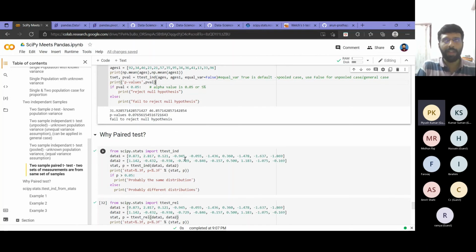Now suppose we want to test a drug, maybe for controlling blood pressure. So I have 100 people. I take the blood pressure of all those people. Then I give them this medicine. Maybe after some 1 hour, I again take the blood pressure. If you see an example like this, the population of all these people is the same. The sample is also the same.